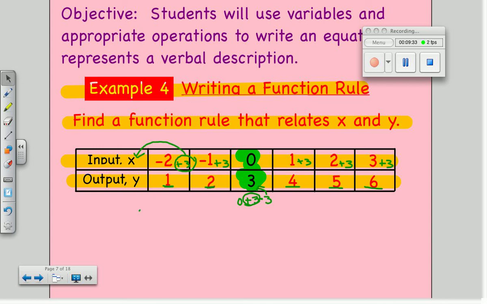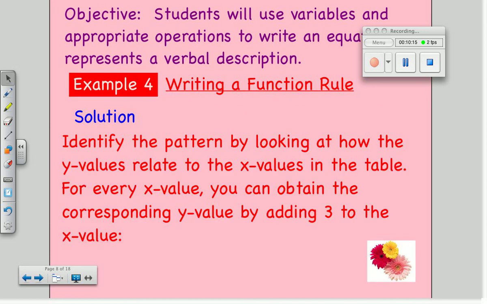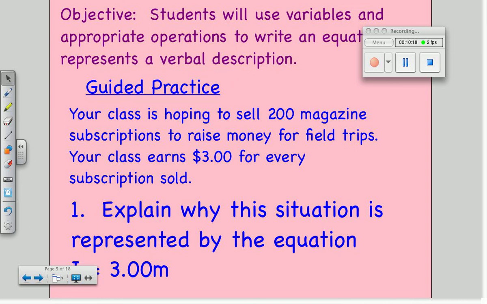So that means I'm taking the x, I'm adding 3, and when I do that, my solution is y. X plus 3 is y, is the function rule. And it doesn't matter if you say y equals x plus 3 or x plus 3 equals y. Either way is fine. Y is every number that's in x, I add a 3 to it. These both mean the same thing.